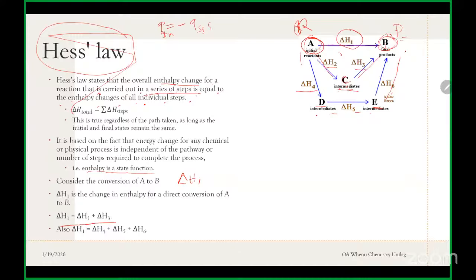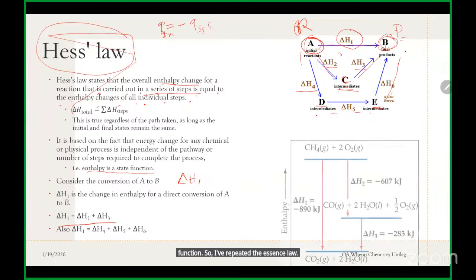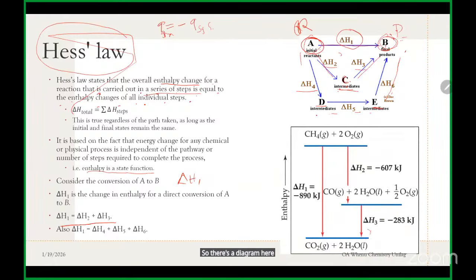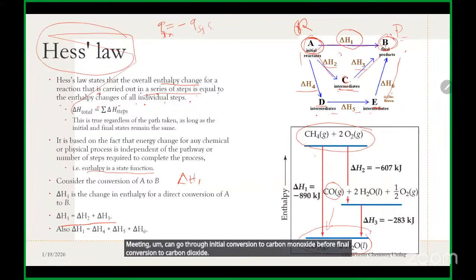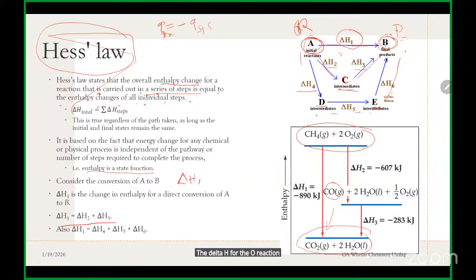So I've repeated Hess's law. There's a diagram here just to emphasize it. The combustion of methane can go through initial conversion to carbon monoxide before final conversion to carbon dioxide. The delta H for the whole reaction is equal to the delta H of the individual steps. Let's look at an example to buttress this point.